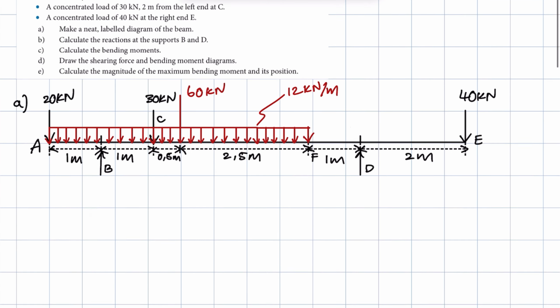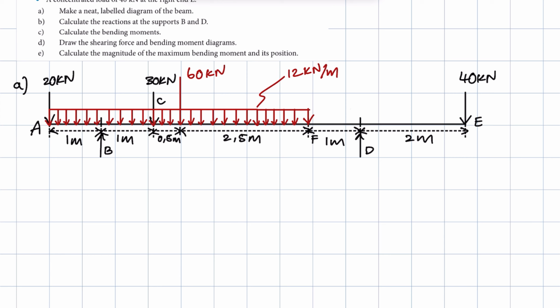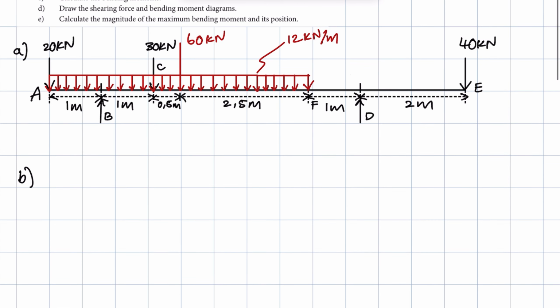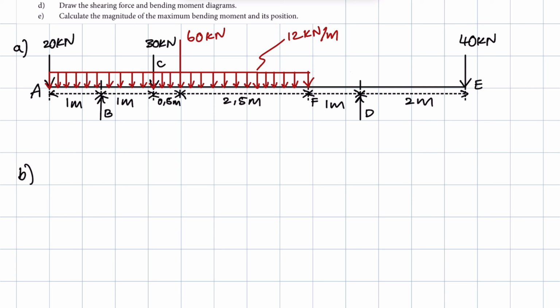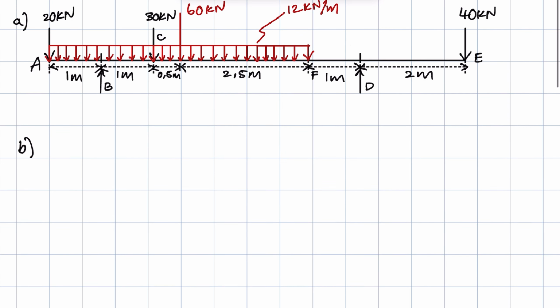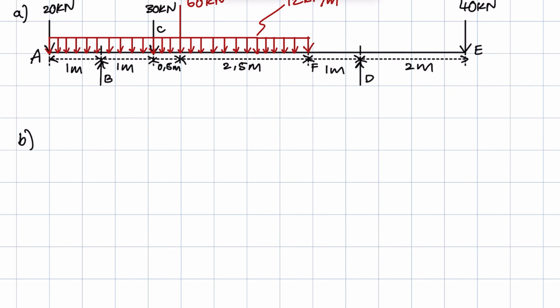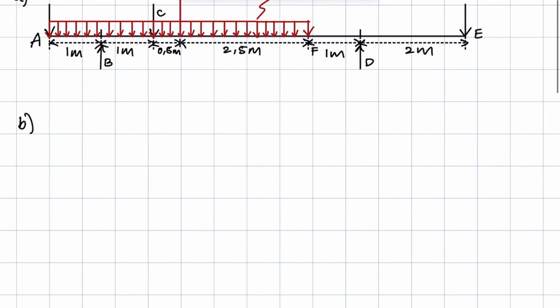Now let's look at B. At B, they say calculate the reactions at supports B and D. For Engineering Science N4, regarding calculating the reactions at the supports, you always have to take moments in calculating both the reactions. Then we only use Newton's third law of motion to prove that our beam is in equilibrium. So first we're going to calculate the reaction at point B by taking moments about D.